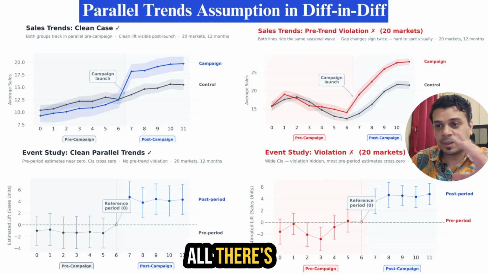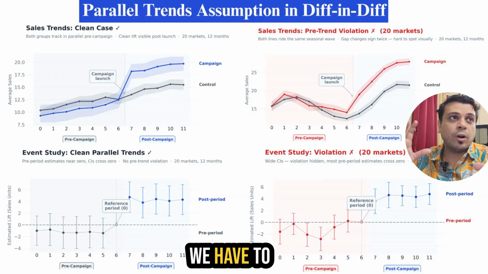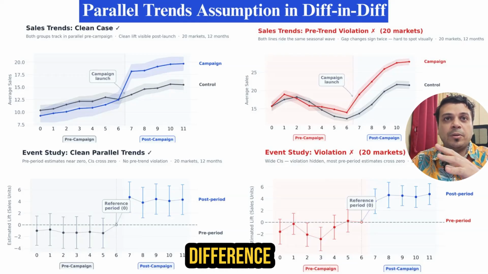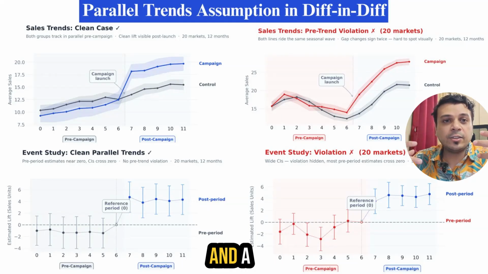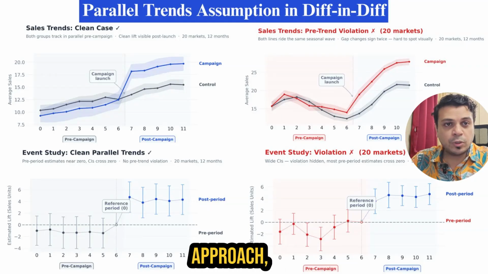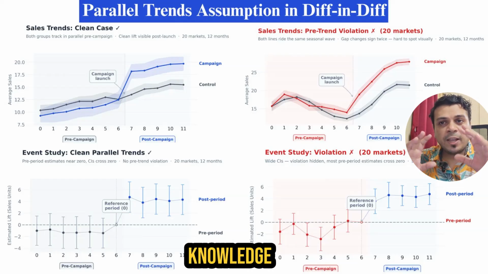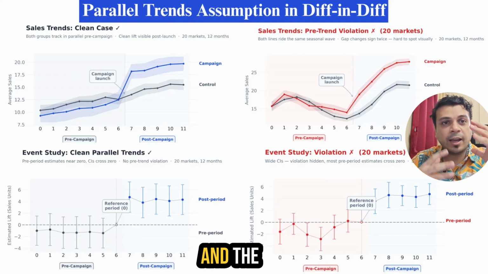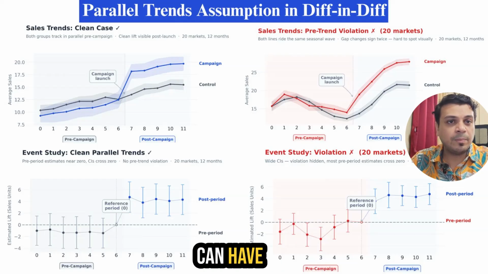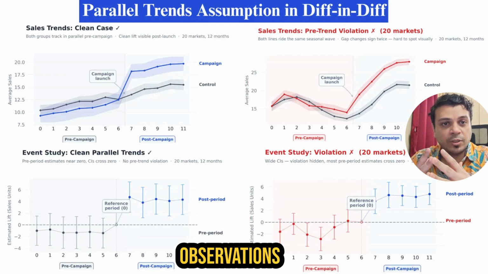So first of all, there's something called parallel trends. We have to understand that the major difference between any naive observation and a sophisticated structured approach, which is informed by data science techniques or data science knowledge, is really the core assumptions and the kind of validation that we can have in place in order to ensure that our observations are correct.